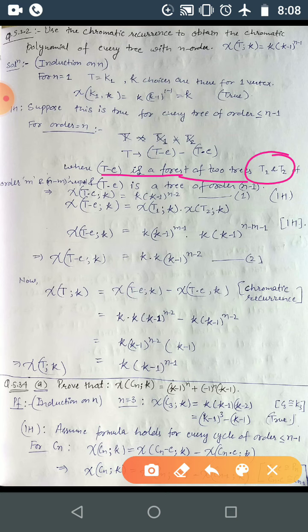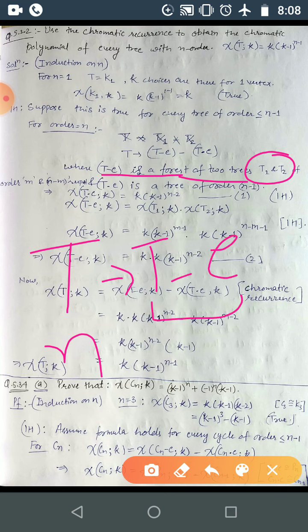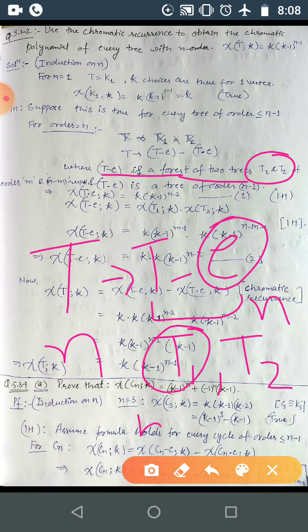And where if one tree T has order n, then T minus E will also have order n, because we are just removing an edge. And here, for the T1 and T2 components, if the order of T1 is m, then the order of T2 will be left as n minus m. Correct? I think this is clear.